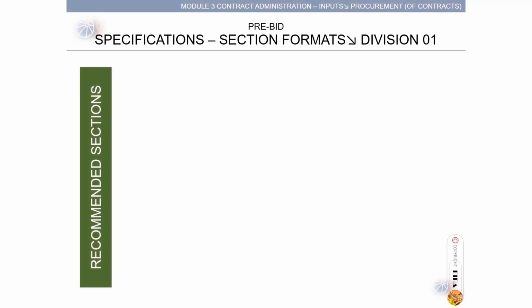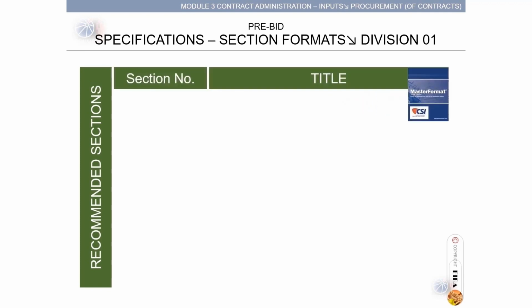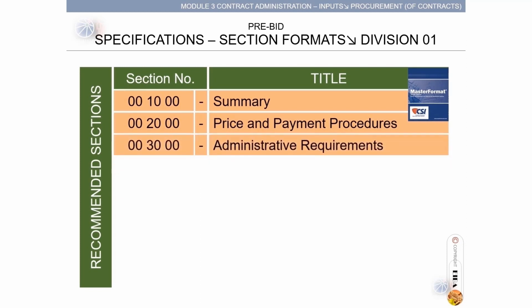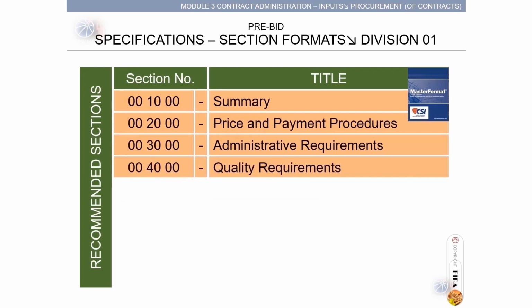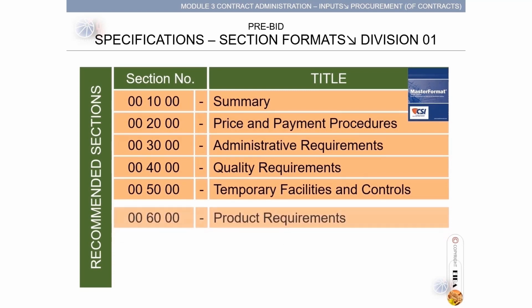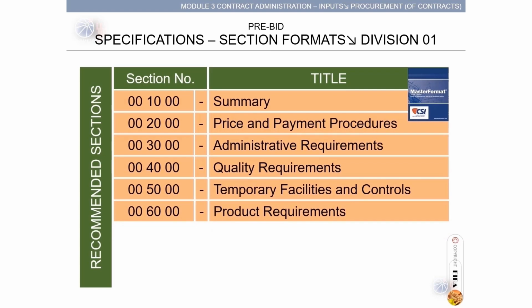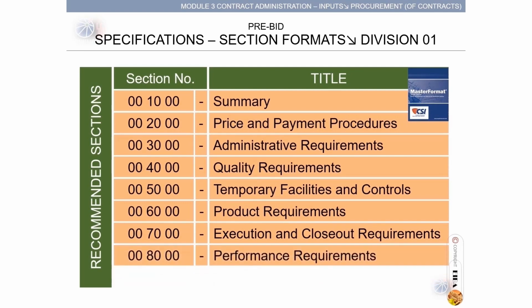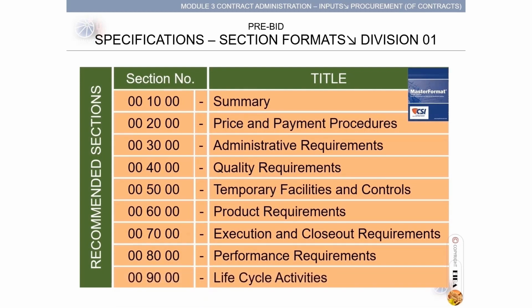Recommended sections of Division 01, section number and title per the MasterFormat guide: 01 10 00 Summary, 01 20 00 Price and Payment Procedures, 01 30 00 Administrative Requirements, 01 40 00 Quality Requirements, 01 50 00 Temporary Facilities and Controls, 01 60 00 Product Requirements, 01 70 00 Execution and Closeout Requirements, 01 80 00 Performance Requirements, and 01 90 00 Life Cycle Activities.